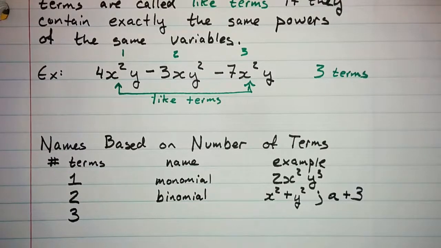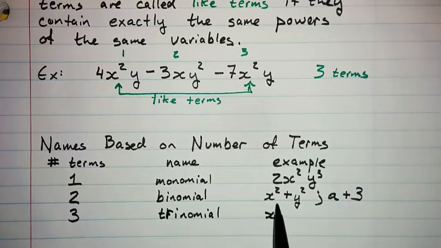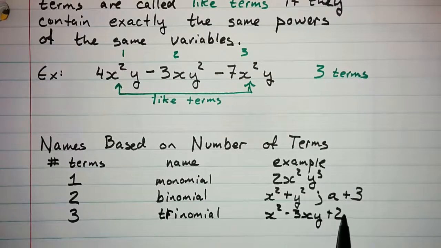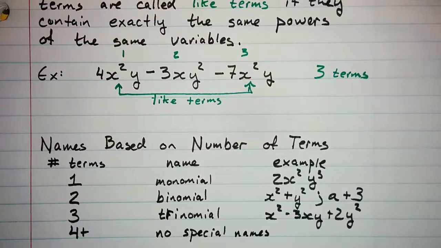If it has three terms, then it's a trinomial. X squared minus 3xy plus 2y squared might be an example of a trinomial. Beyond three terms, there are no special names. We say a polynomial with 4 terms, a polynomial with 5 terms, and so on.